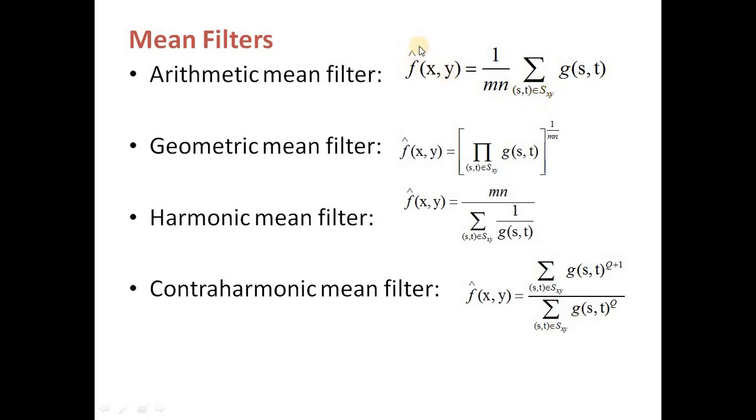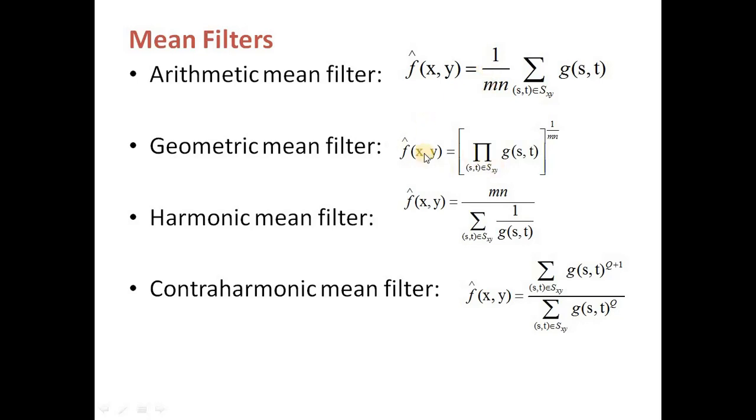The value of the restored image f cap at location xy is simply the arithmetic mean of the pixel intensities in the region defined by capital S xy. The arithmetic mean filter smooths the image, and in the process of smoothing the entire image using this filtering expression, the noise is reduced. So noise is reduced as a result of blurring.